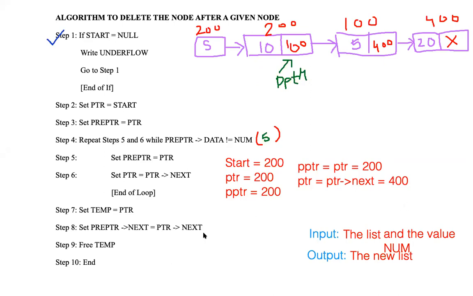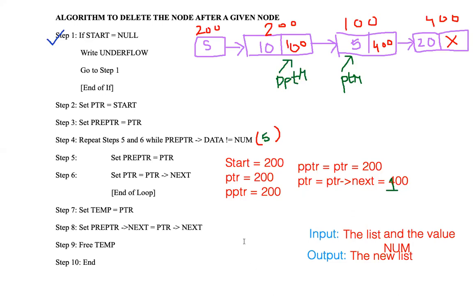There is a small mistake here. It is not 400, but it is 100. So this part is 100, and PTR will move to this node. Now, is PTR arrow data, PPTR arrow data equal to num? No, it is not equal. So again, PTR's address is assigned to PPTR, which is 100.